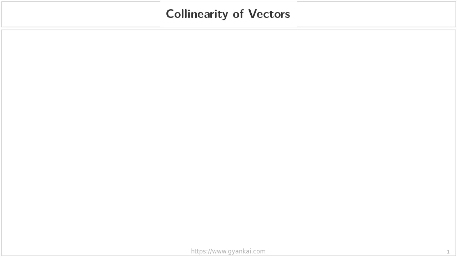Collinearity of Vectors. Welcome, everyone. Today, we are going to begin a new topic in vector algebra, the collinearity of vectors.